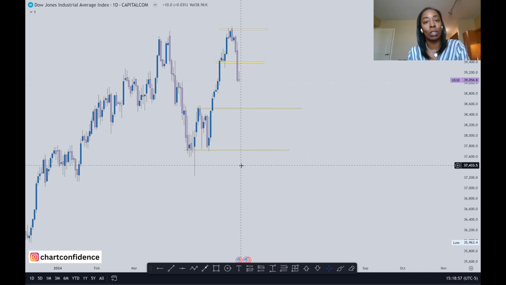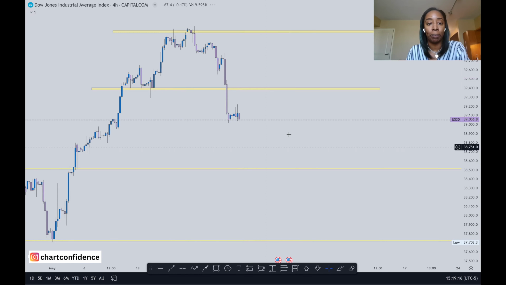37,700. Now, of course, with this being a higher time frame such as the daily, we want to go ahead and go down to lower time frames and make adjustments to these levels in order to get them as precise as possible. So that way it's not confusing when we're in the live market and we want to actually take a trade. So let's go down to the H4 time frame.